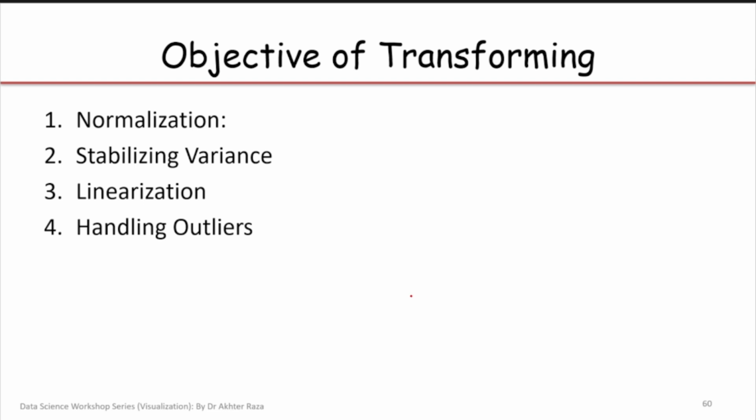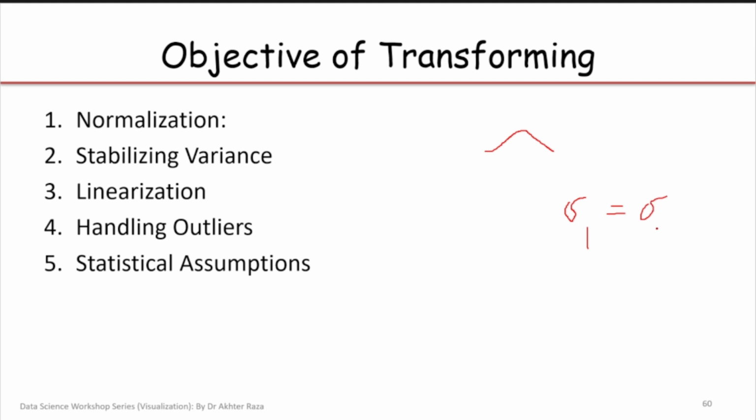Assumptions, statistical assumptions. Statistical assumptions are very important. Two assumptions are already identified: assumption of normality and assumption of homoscedasticity. So you can identify the transformation: if assumptions are not fulfilled, you can transform the data.